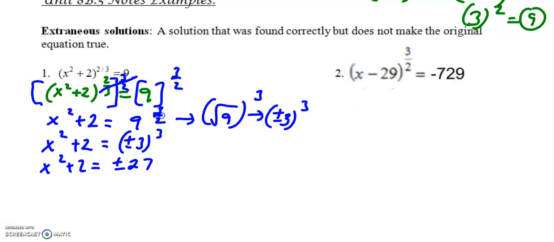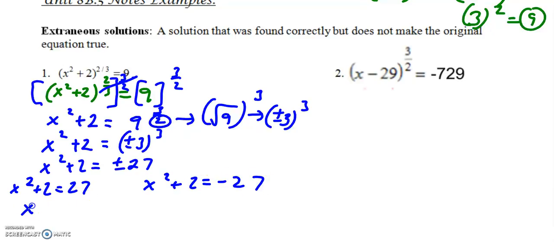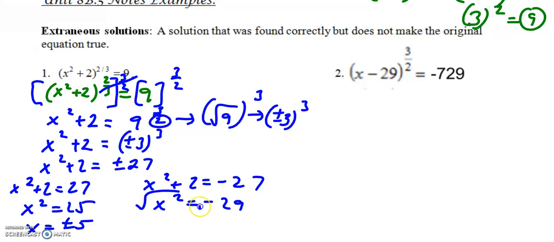Because when I take an even root I have to have both answers, that means I have 2 different possible equations. Either x squared plus 2 equals positive 27, or x squared plus 2 equals negative 27. If I solve both of these separately, I get x squared equals 25, so x would be plus or minus 5 here. And here would be x squared equals negative 29, so it looks like I get imaginary answers, specifically plus or minus i root 29. So those are all my hypothetical answers.